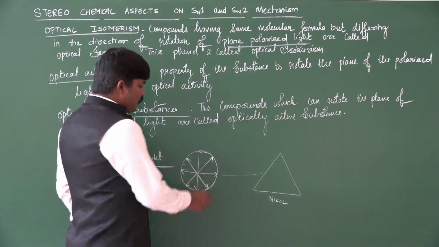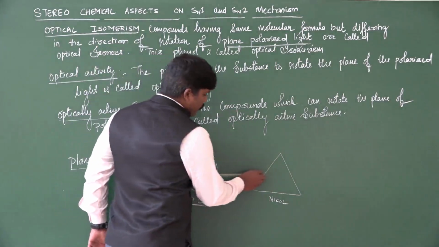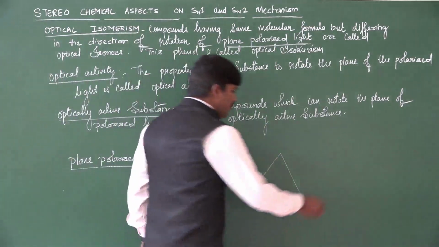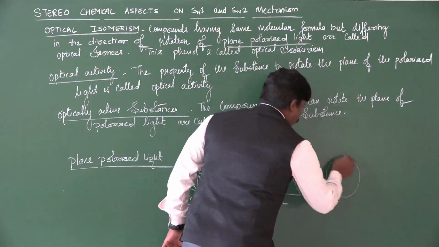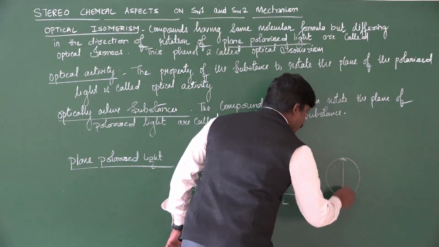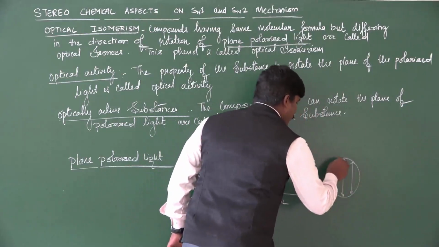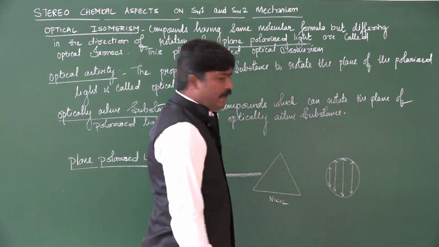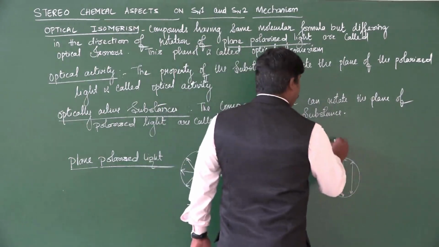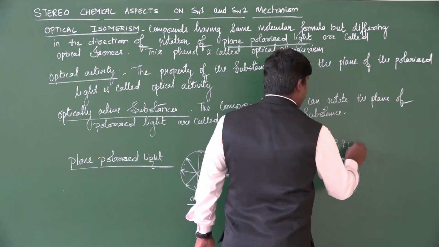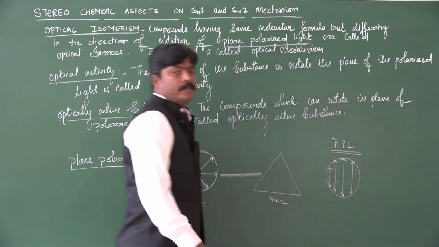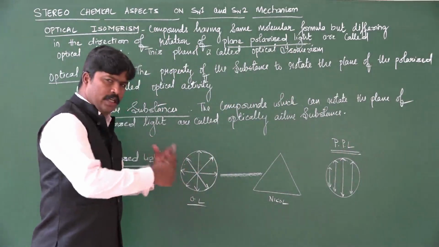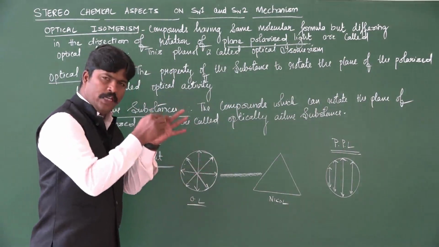Now, as this ordinary light passes through a nickel prism, the light which comes out will oscillate, the waves will oscillate, only in one particular plane, and this is called plane polarized light, PPL. I will repeat again, you can see the difference: ordinary light oscillates in all directions, plane polarized light oscillates only in one direction.